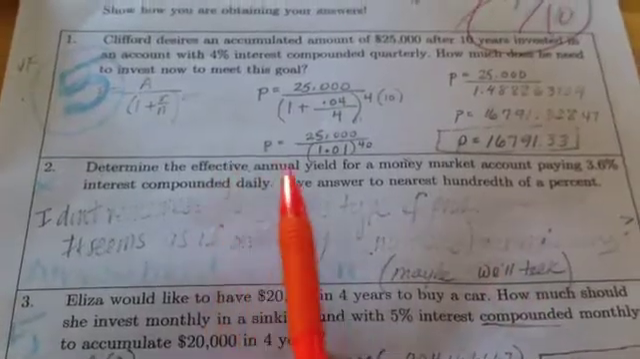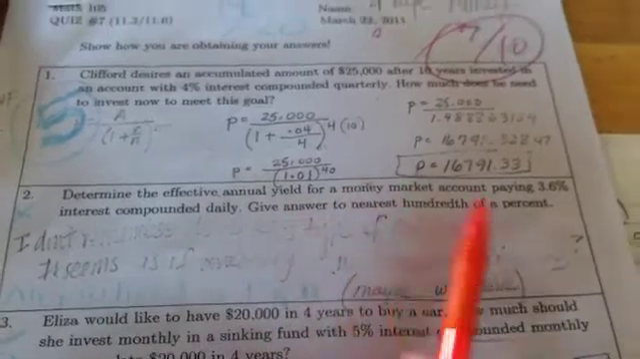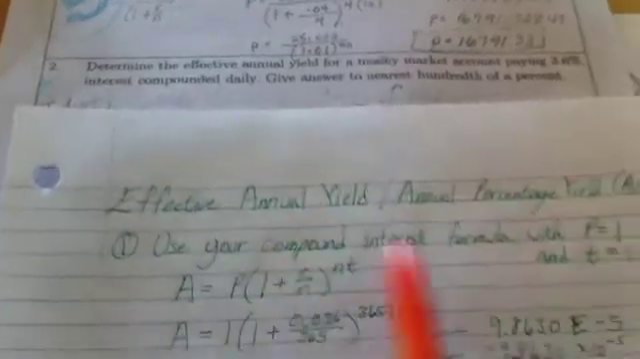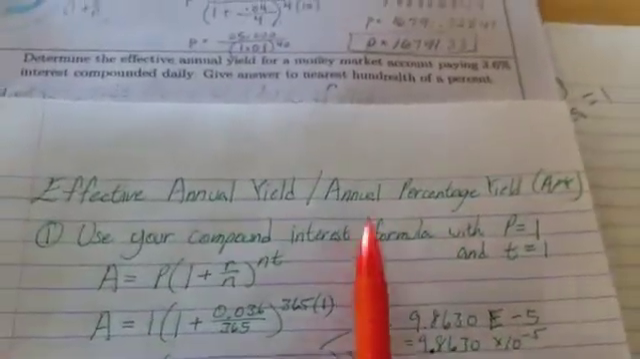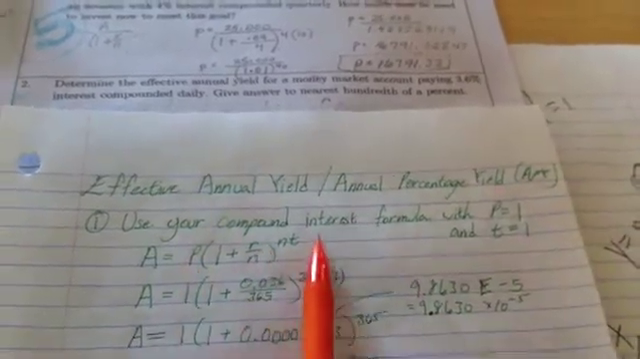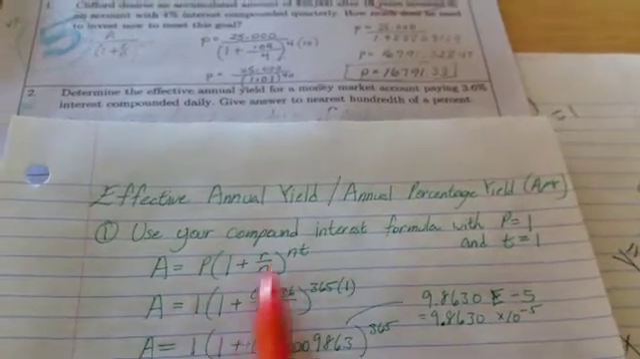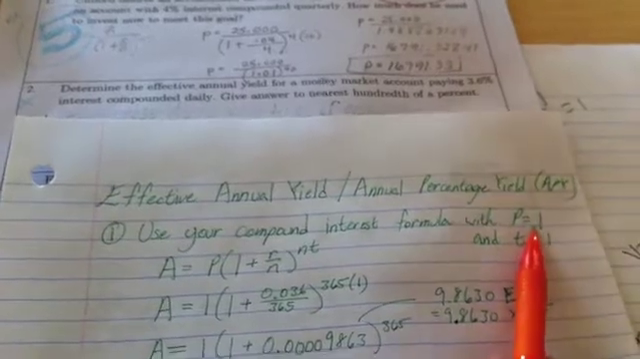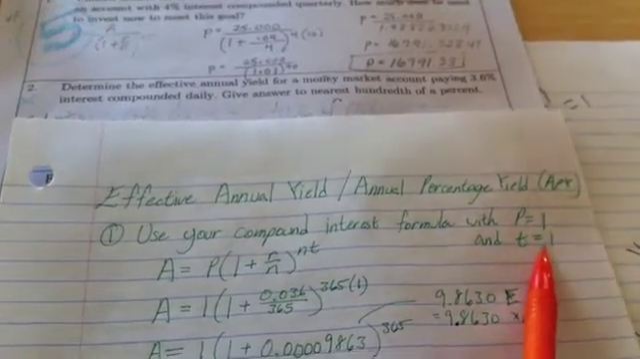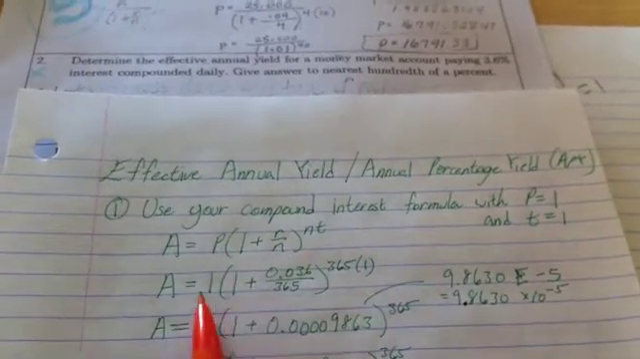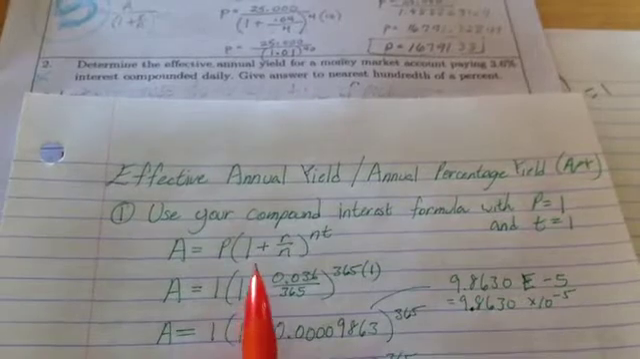So here we want the effective annual yield. And I think we had one problem like this. So what you're going to do for effective annual yield, sometimes they call it annual percentage yield, or APY, you're just going to use your regular compound interest formula, this guy here, and you're going to pretend you start off with $1 and that you're going to invest it for 1 year.